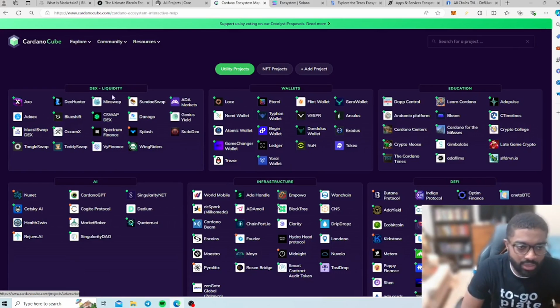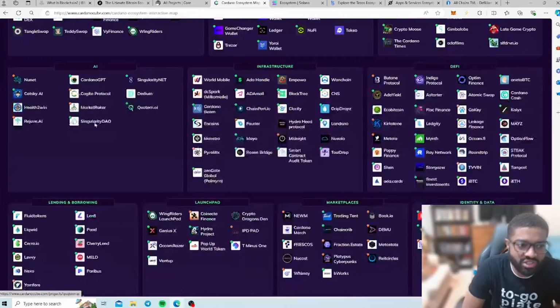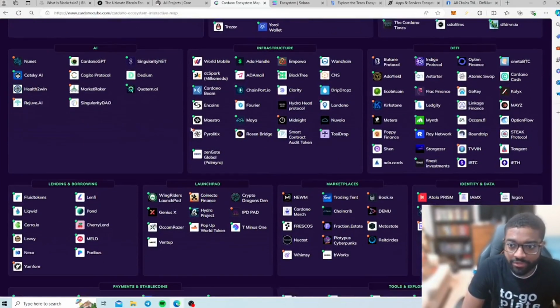DEXs is what I covered in the last video. These are your swaps, where you'll swap for a native token. These are your wallets. You're going to have your Nami wallet, your Eternl, your Vespr. I know those are some of the top wallets, even Yoroi, and then even having a Ledger. Education, they have infrastructure, and then AI. This is some of the AI components, different things being built within the AI sector on a different blockchain.